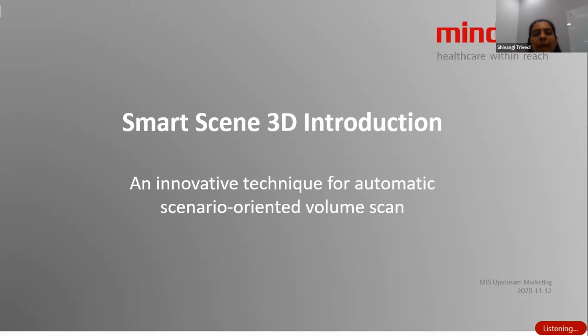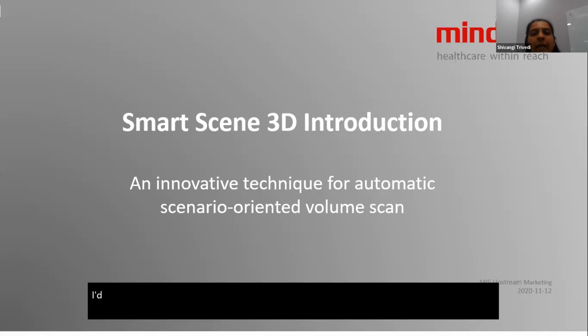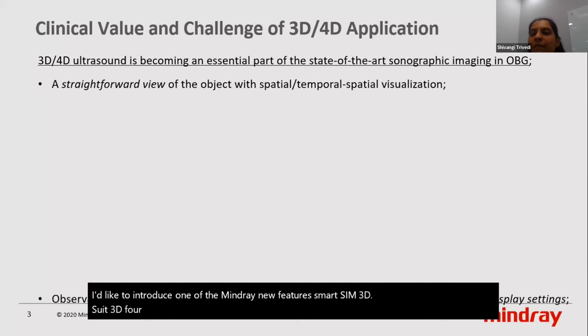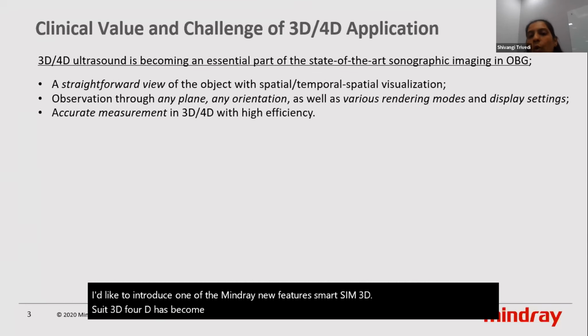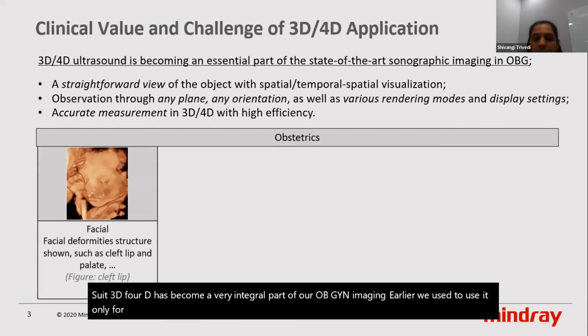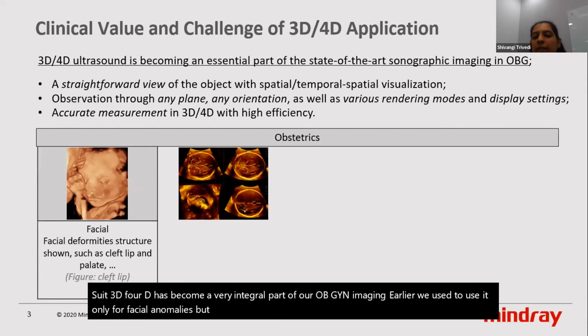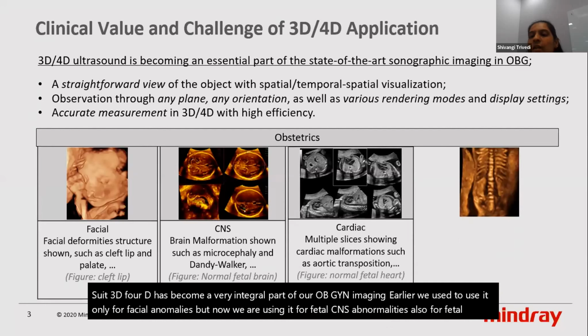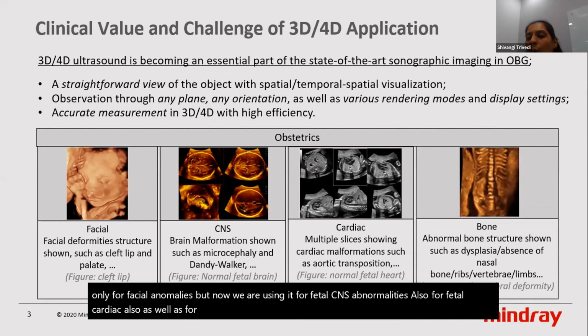So today I would like to introduce one of the new Mindray features, Smart Scene 3D. 3D 4D has become a very integral part of our OBGYN imaging. Earlier, we used it only for facial anomalies, but now we are using it for fetal CNS abnormalities, for fetal cardiac, as well as for fetal spine and other long bone abnormalities.